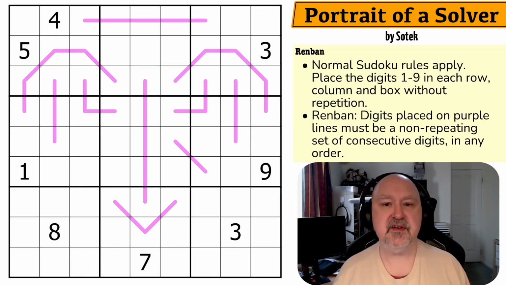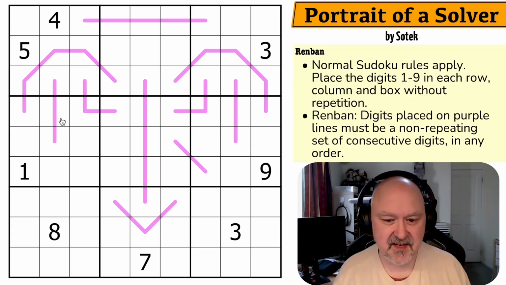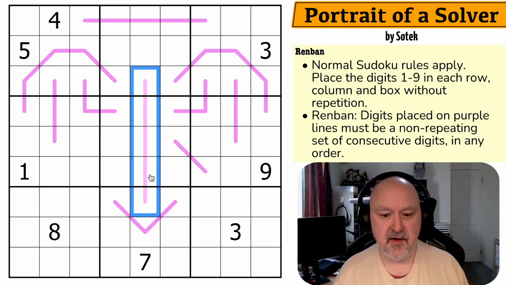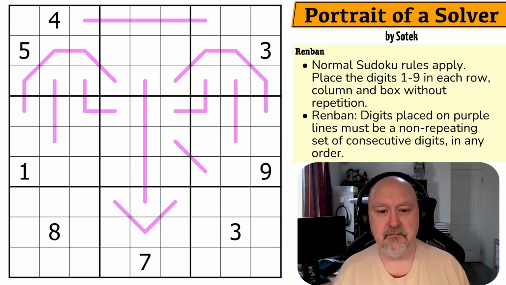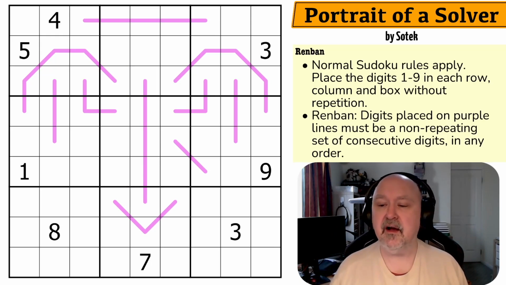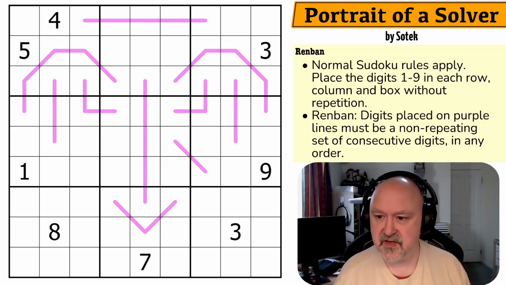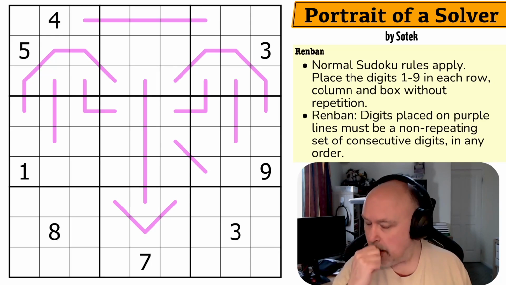This is Portrait of a Solver by Sotek, and you can kind of see why. It's like, that's a very long nose, but it's kind of a face shape. Maybe he's going through his avant-garde phase. I don't know anything about art, but I know what I like. I like a lot of stuff. I like musicals. This is not a musical. This is Portrait of a Solver by Sotek.